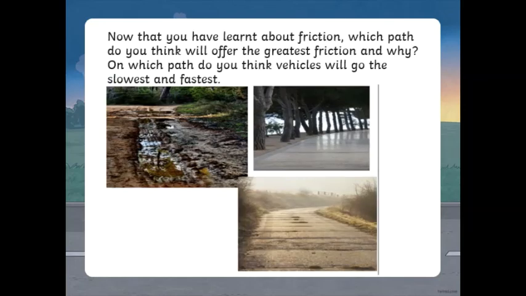Now that you have learned about friction, which path do you think will offer the greatest friction and why? And on which path do you think vehicles will go the slowest and the fastest? The first one is quite a rough path. It's quite muddy and uneven. The second one is something in the middle, neither rough nor very smooth. And the third one is a very smooth path. So where do you think the vehicles will go the slowest and where the fastest?